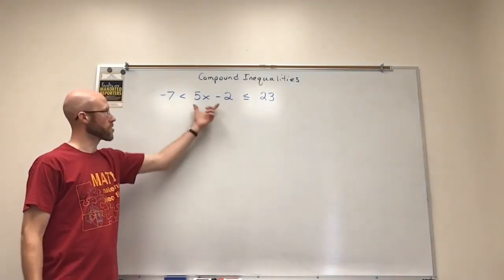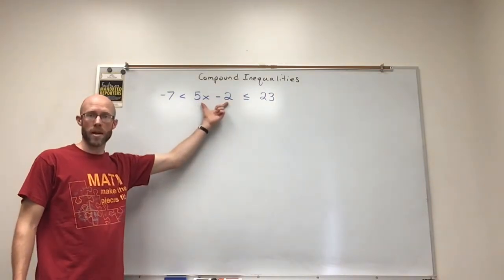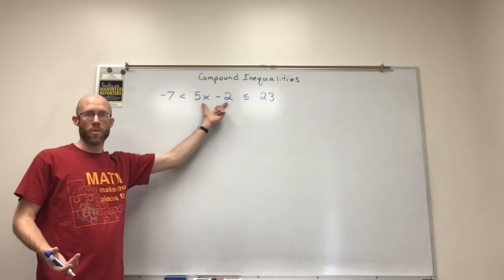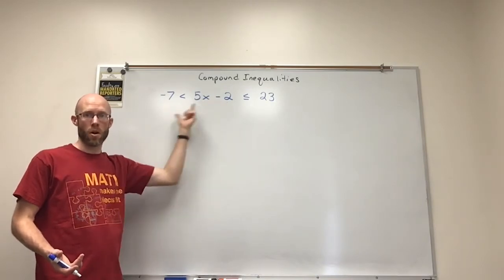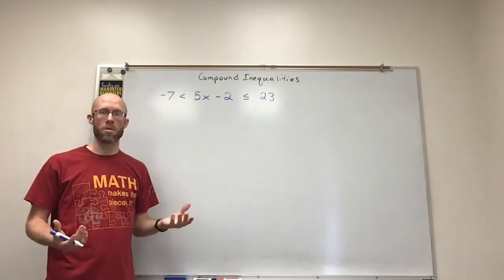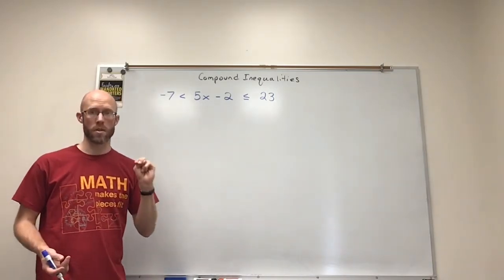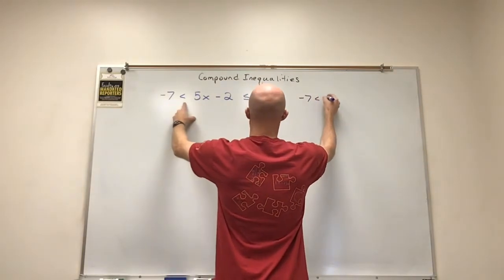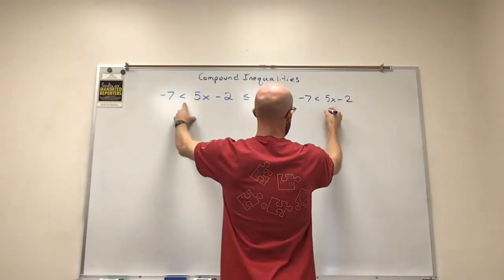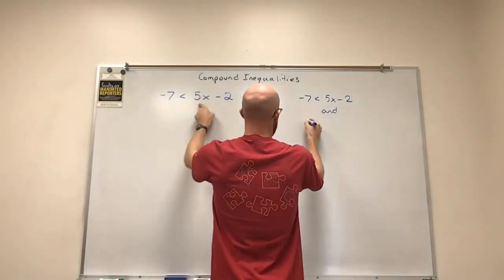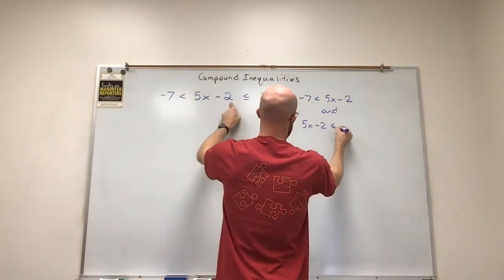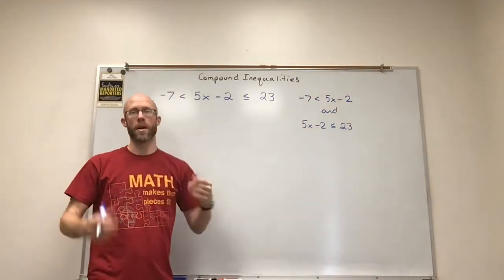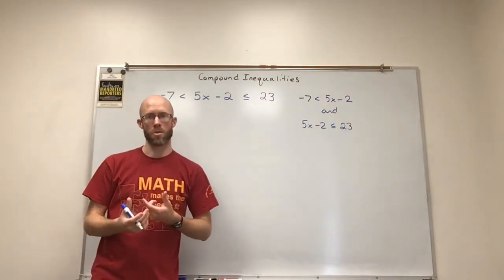Basically, we're saying that -7 is less than this quantity, which is also less than or equal to 23. And so to solve, I want to get x in the middle by itself. One rule of three-part inequalities is that whatever you do to one part, you must do to all of the parts, okay? Because remember, essentially we're solving two inequalities at the same time. It would be equivalent to solving -7 less than 5x minus 2 and 5x minus 2 is less than or equal to 23. So we're solving both at the same time and looking at their overlap or their intersection.